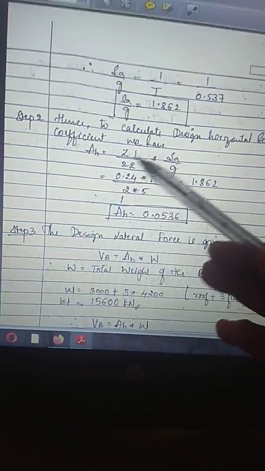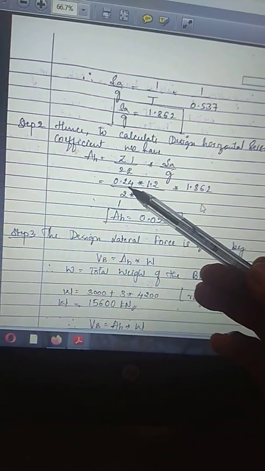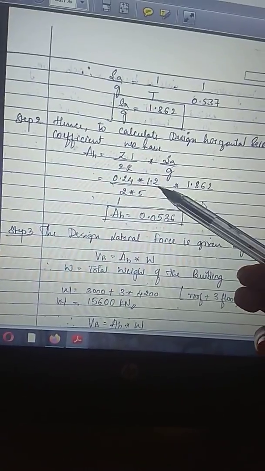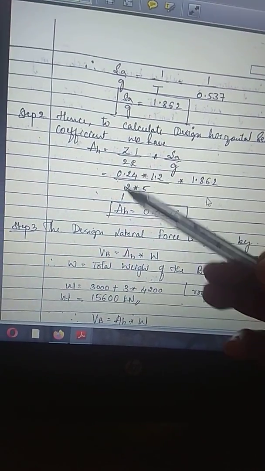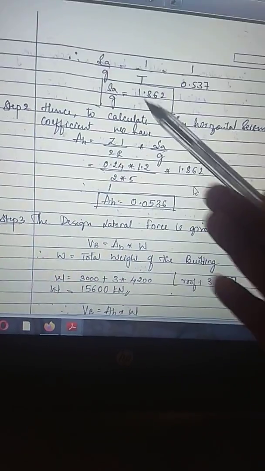Next we have to calculate the design horizontal seismic coefficient, AH, which is Z by 2 into I by R into SA by G. Z is 0.24 based on zone 4, importance factor is 1.2 for an office building, and 2 is a constant. Our response reduction factor we found was 5, and SA by G we calculated from the graph as 1.862. So we have the design horizontal seismic coefficient AH.